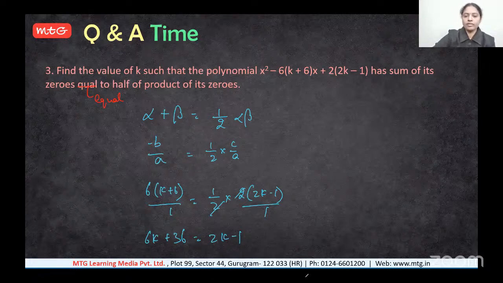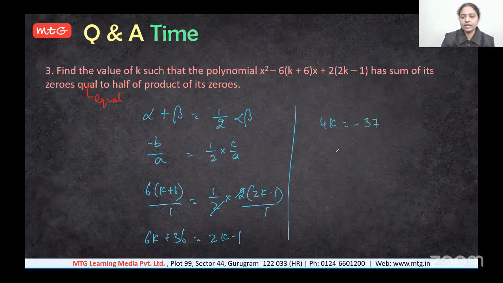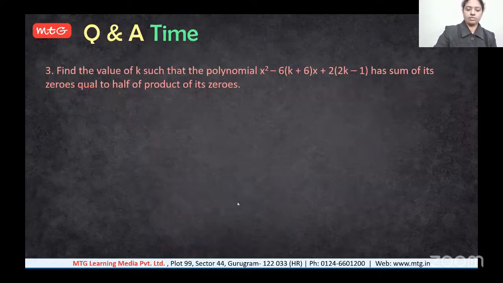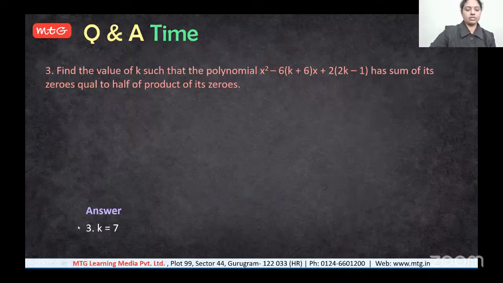So when you solve this further, what will you be getting? 4k is equal to minus 37. k equals minus 37 by 4. That's it. Clear? Some of you have given me decimals. It's okay if the answer is in decimals, I'm okay with that. Oh, sorry, it was a mistaken answer. Let's exclude it. Let's move further.